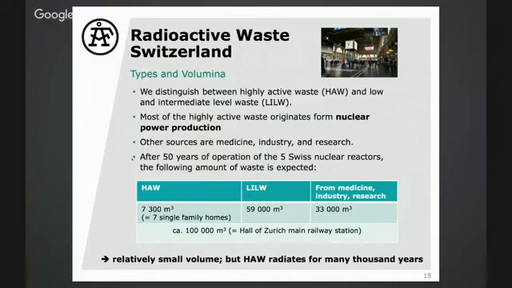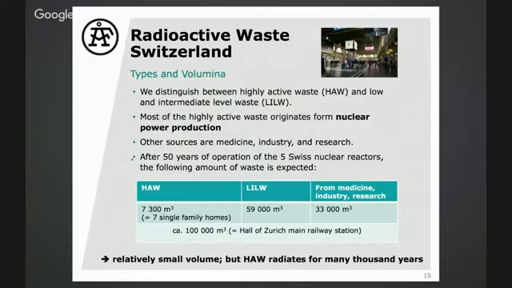So every country that has nuclear power production will eventually have so-called highly active waste that comes out of the burnt fuel. This is very often also most of the waste that is in a country at all. There are other waste sources that come from medicine, research, or industrial applications.